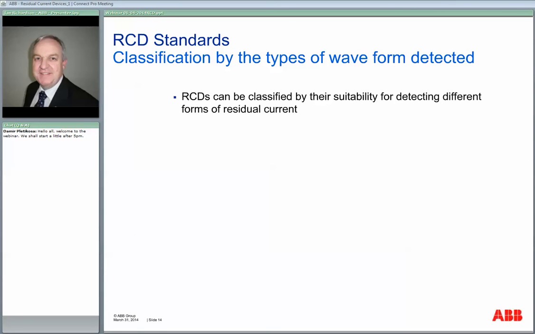We can also classify our RCDs according to their suitability for certain waveforms. So the basic RCD is called a type AC. On the front of the device, it will have the symbol you can see on the left-hand side. And this means that the RCD is sensitive to alternating currents only. We need to be clear on this.